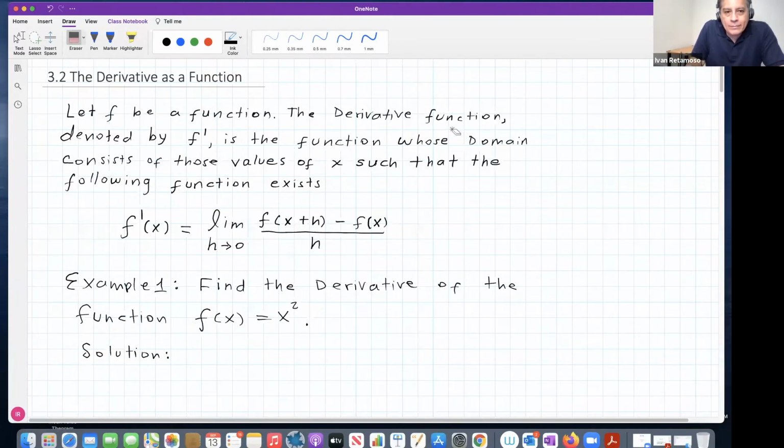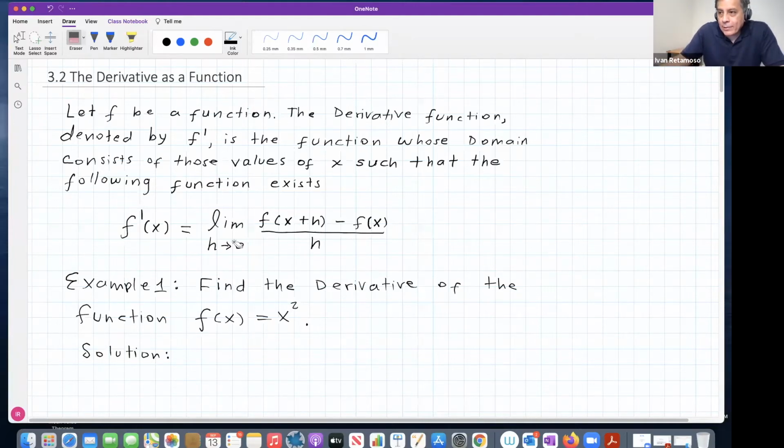The derivative function, denoted by f prime, is a new function whose domain consists of those values of x such that the following limit exists. f prime of x equals the limit as h approaches 0 of f of x plus h minus f of x over h. Notice that here mathematicians are considering the base point in general as x. So they're going to compute a formula that will give us the slope of the tangent line for any value of x. That's the idea behind this.